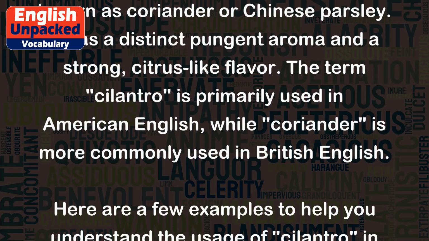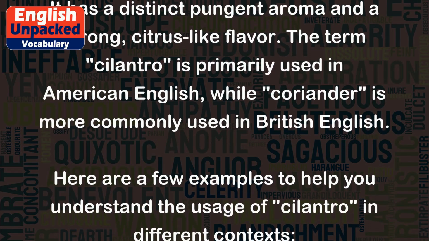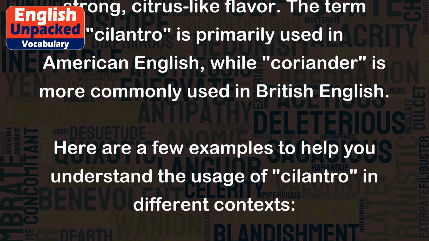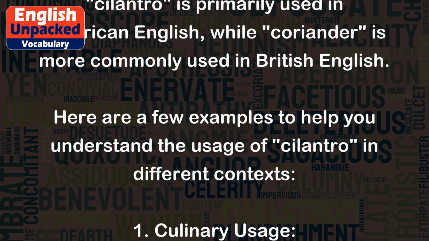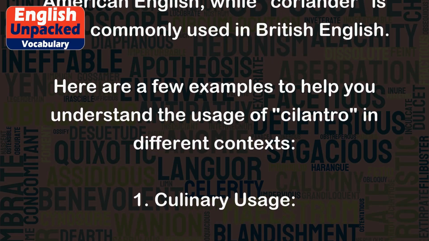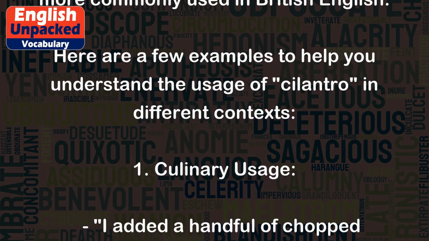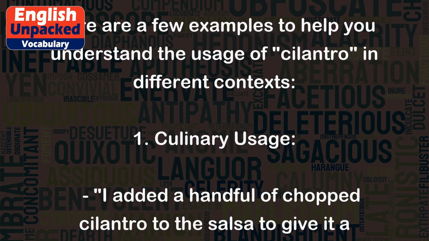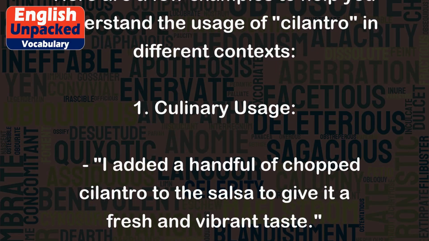The term cilantro is primarily used in American English, while coriander is more commonly used in British English. Here are a few examples to help you understand the usage of cilantro in different contexts.